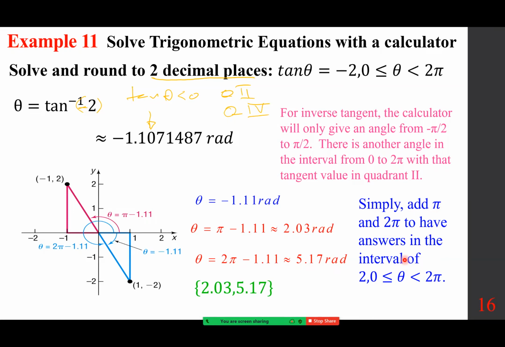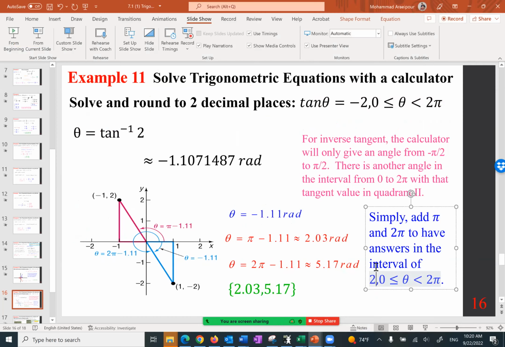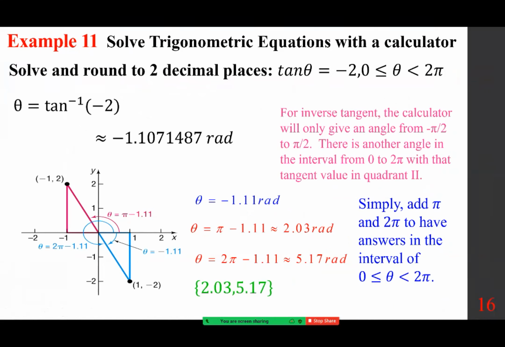Simply do that. So, to fix a couple of things here again. In short, just add pi and 2 pi, that will take care of the business.